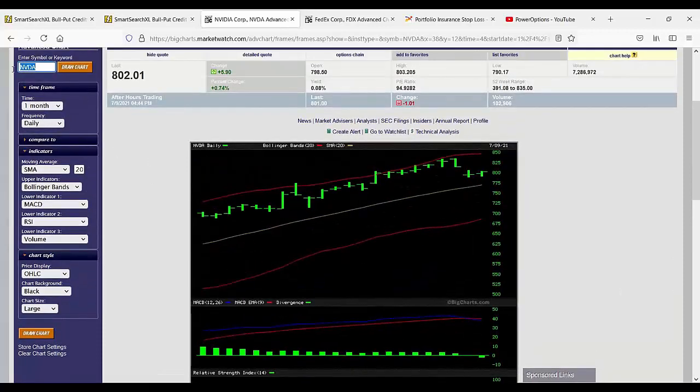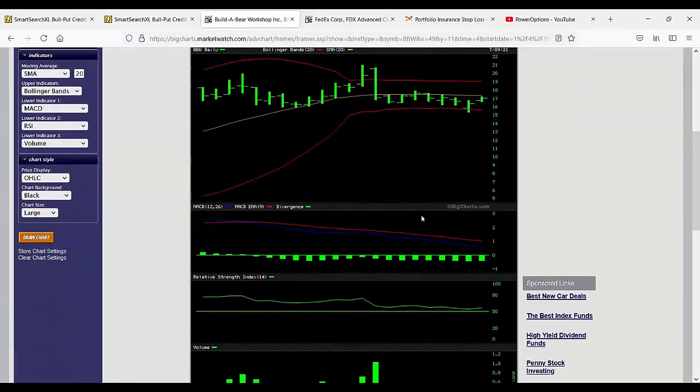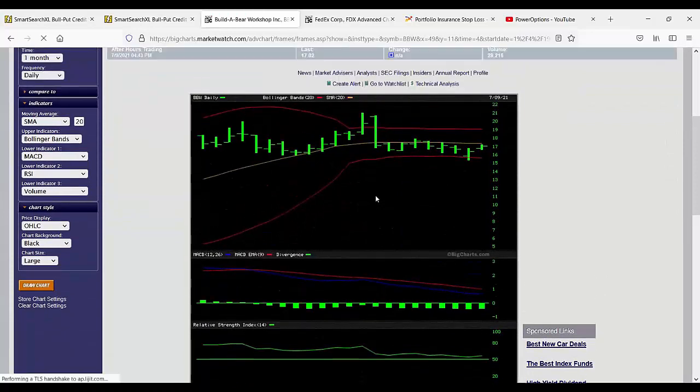And we looked at BBW, I think, was it? Is that the symbol for Build-A-Bear? This to me is semi-bearish. It looks neutral right now because the Bollinger Bands are trailing, but it dropped below the 20-day moving average and it had the negative MACD crossover.